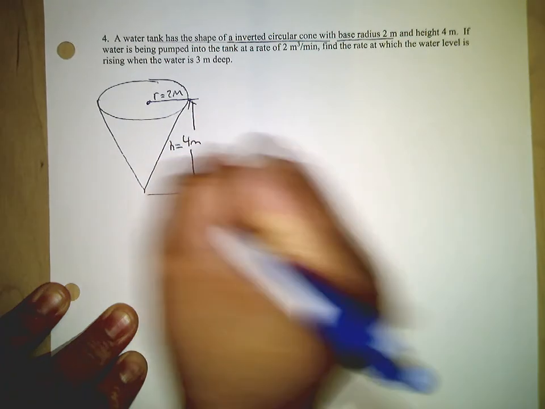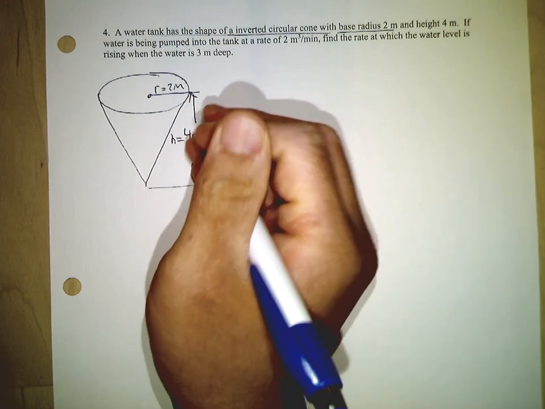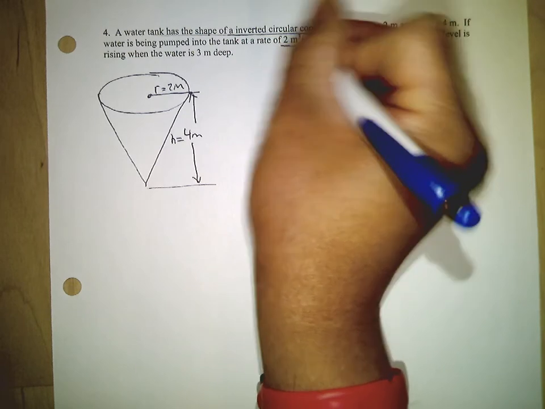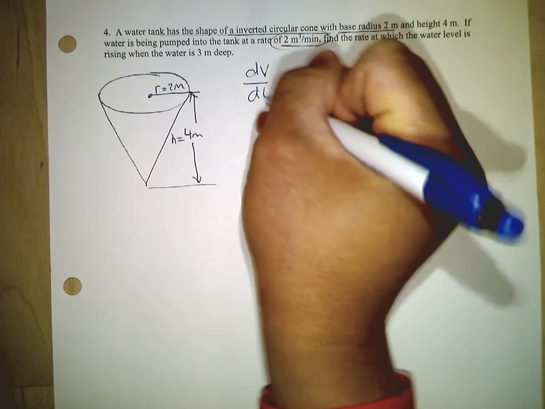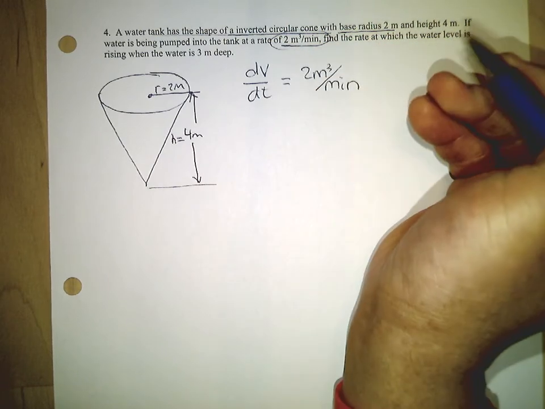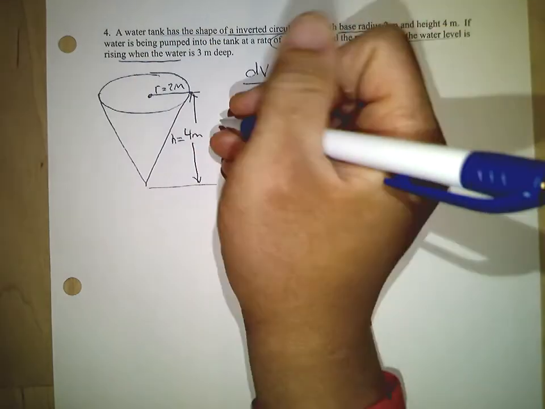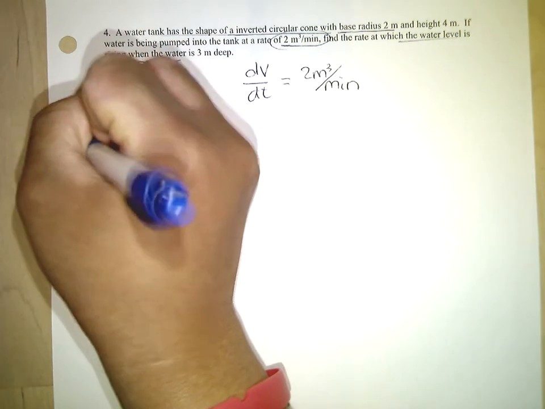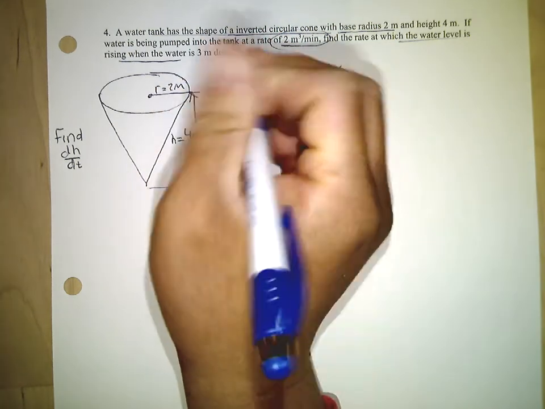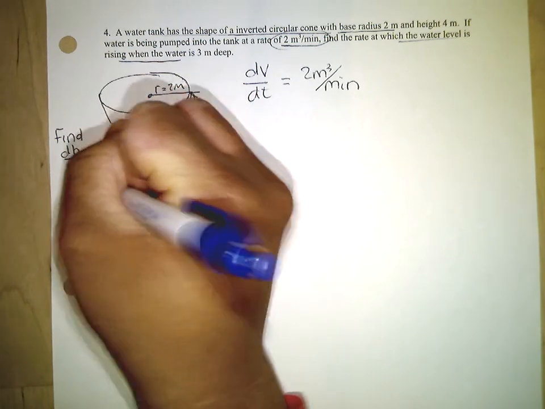This is what the inverted circular cone looks like. So water is being pumped into the tank at a rate of 2 meters cubed per minute. So the volume, dV/dt, is 2 meters cubed per minute. Find the rate at which the water level is rising. So you want to find the dh/dt when the water is 3 meters deep. So when h is 3.